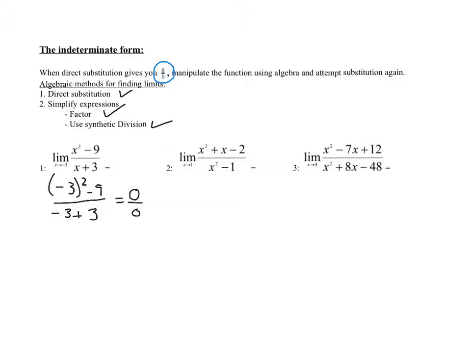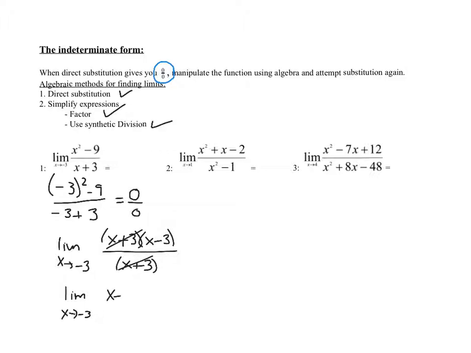So when you have the 0 over 0, we're going to try to factor, because this is a pretty easy one to factor. I'm going to rewrite this as the limit as x approaches negative 3. I can factor the top as x plus 3 times x minus 3. It's the difference of squares. And the bottom is still x plus 3. So really what you see here is these x plus 3's will cancel. So that original limit is the same as the limit as x approaches negative 3 of whatever's left, and in this case, that's just x minus 3.